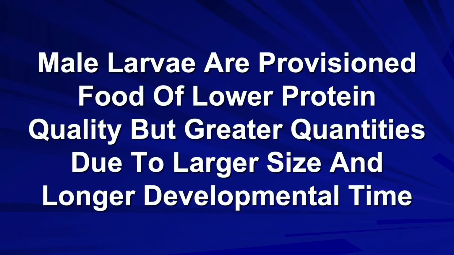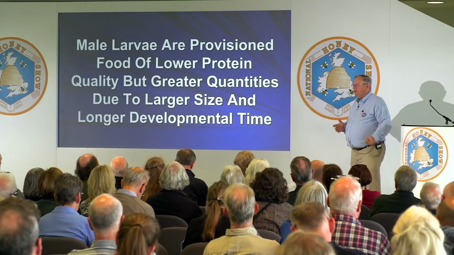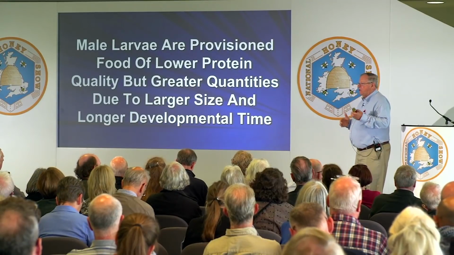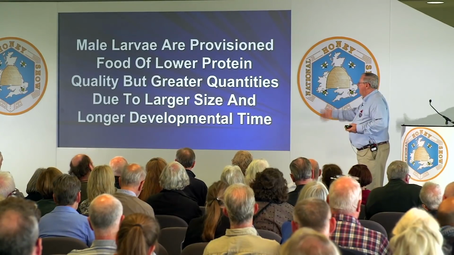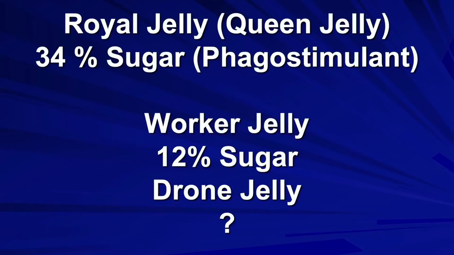Male larvae are provisioned food of lower protein quality, but greater quantities due to the larger size and longer development time. So the differences are expressed here between worker larvae and drone larvae. Lower quality, but more of it. They're not as important to the life of the colony.